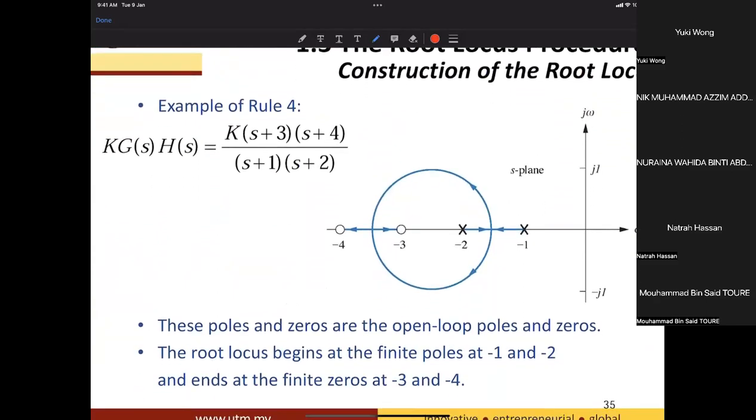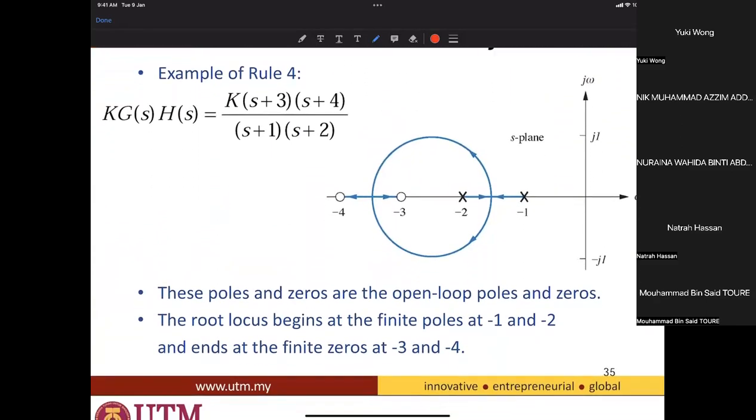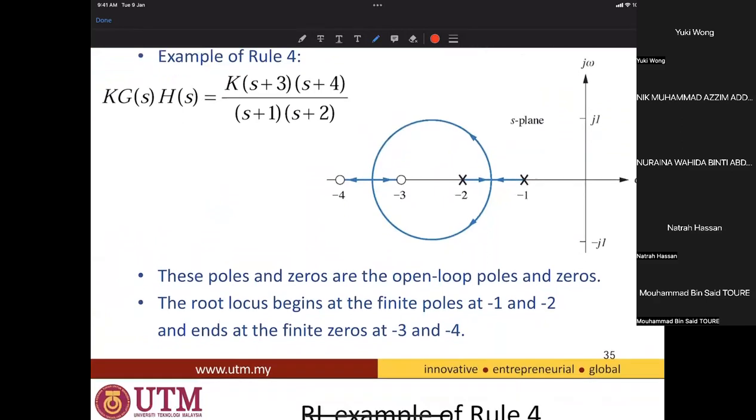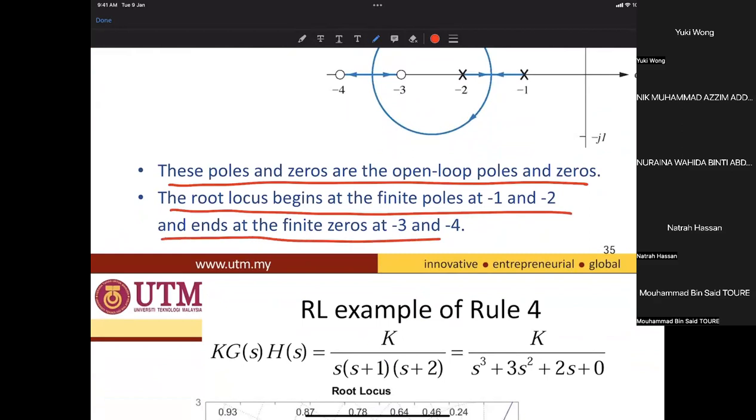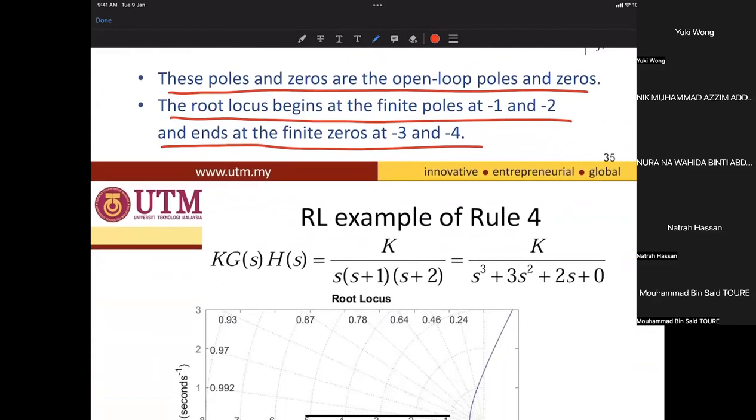So rule number 4 is shown here. It starts from poles and ends at the zeros. Poles, and then begins with the finite poles -1 and -2, and ends at the finite zeros, -3 and -4.